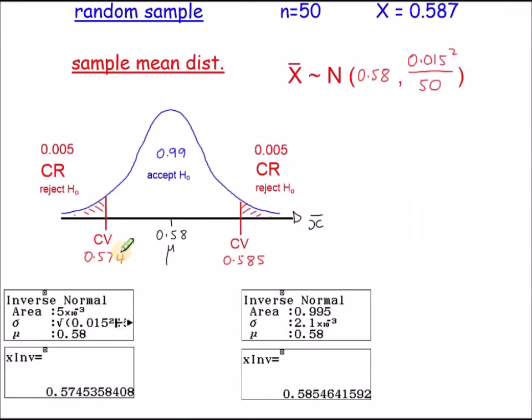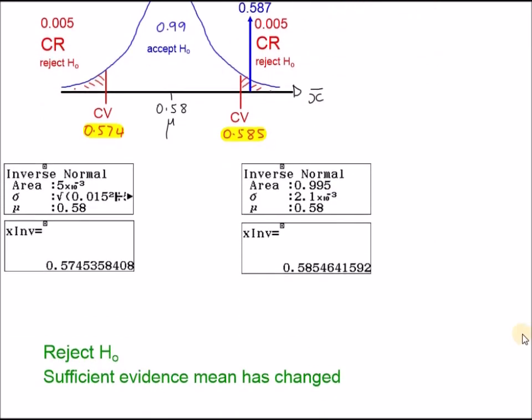So we get our critical values. This critical region here is for values less than or equal to 0.574, and this critical region here is for values greater than or equal to 0.585. Two tails, hence the two-tailed test. Our test value is 0.587, and 0.587 is in the critical region, so we reject H0. Sufficient evidence that the mean has changed. If you're given more for context, you have to use it in your conclusion at this stage.